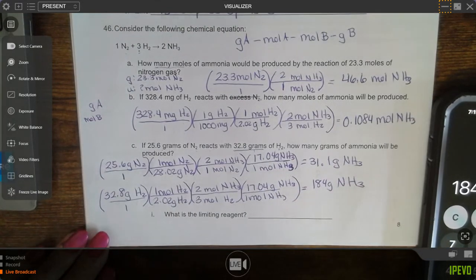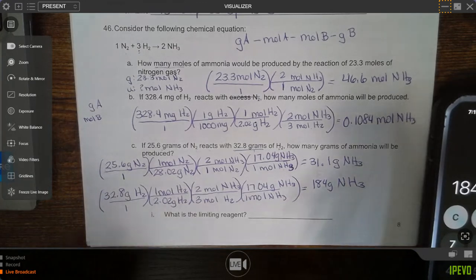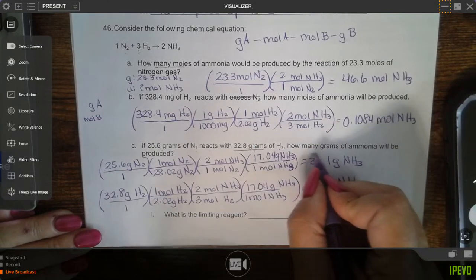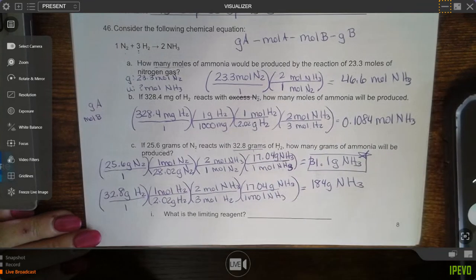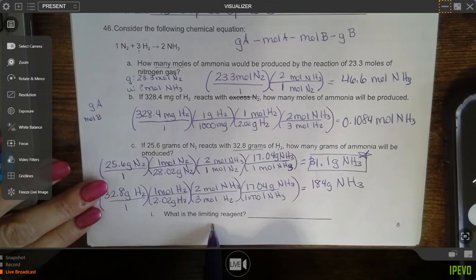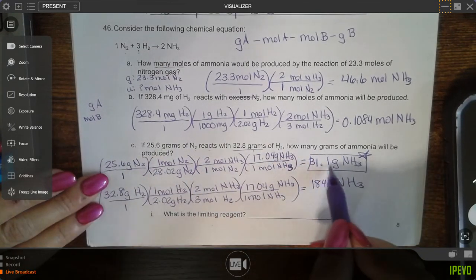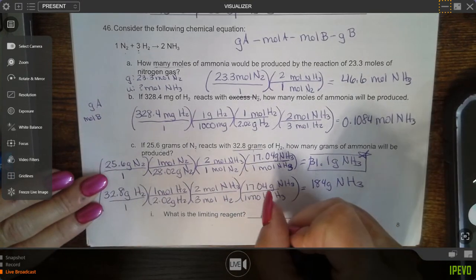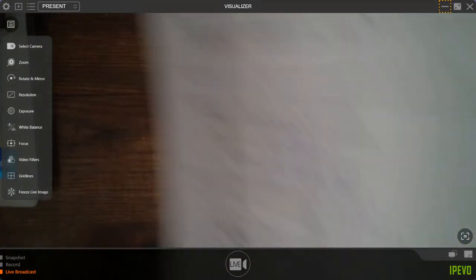Now remember, when you do this with the limiting reactant, your theoretical yield is going to be the smaller of the two numbers. So your answer is 31.1 grams of NH3 will be formed. To figure out the limiting reagent, you look at what you started with. When we ended up with 31.1 grams, we started with nitrogen. So N2 is our limiting reactant.